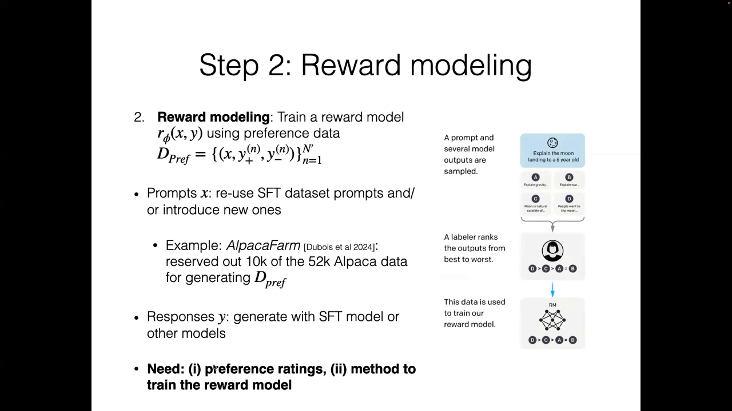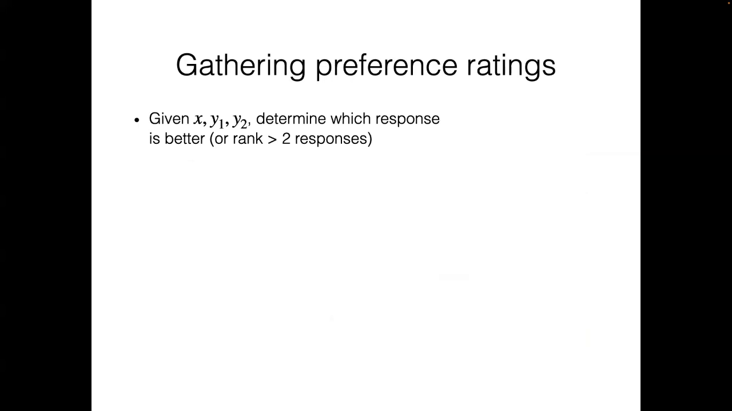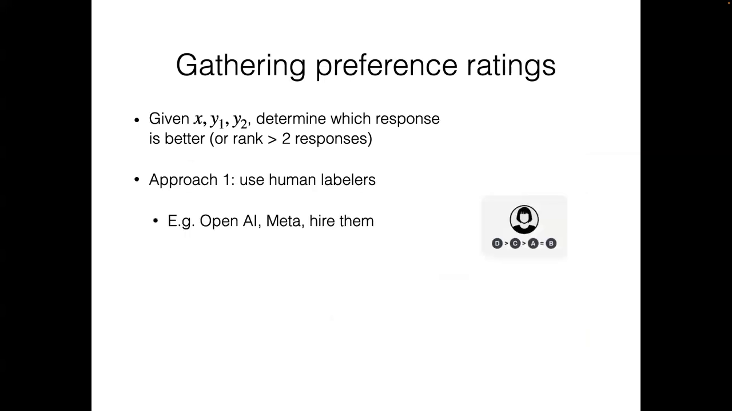So now we need the preference ratings and we need some method to train the reward model. To gather these preference ratings, there are two main approaches. The first is you hire human labelers. For example, OpenAI or Meta or some other company might recruit people and have them either label whether one response is better than the other, or order multiple responses.